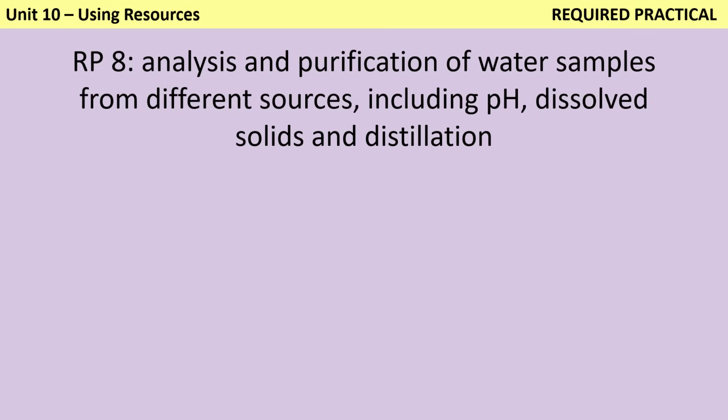The final required practical in Chemistry Paper 2 comes from Unit 10, and this is for both combined scientists and triple scientists, and it's my least favourite required practical because unlike all of the others, there is absolutely no way that you can write a method and learn it, because this isn't really one investigation, it's just lots of little bits that get put together.